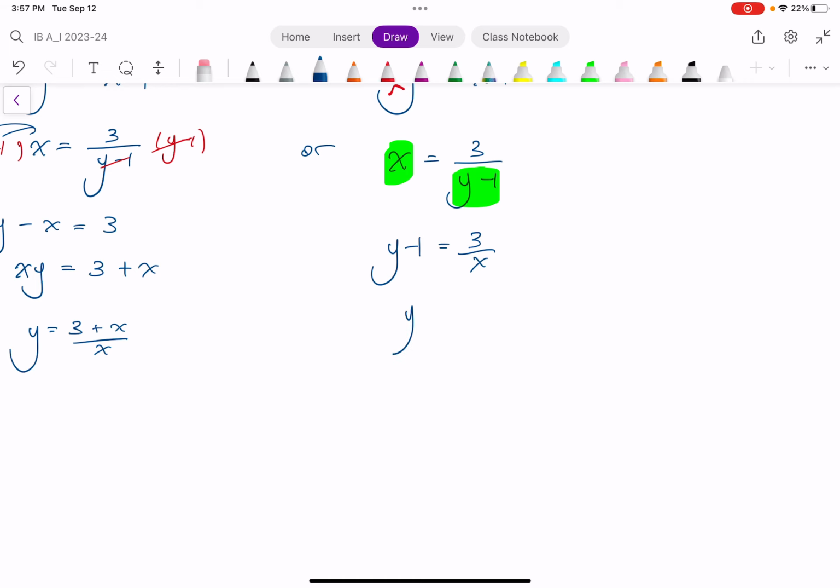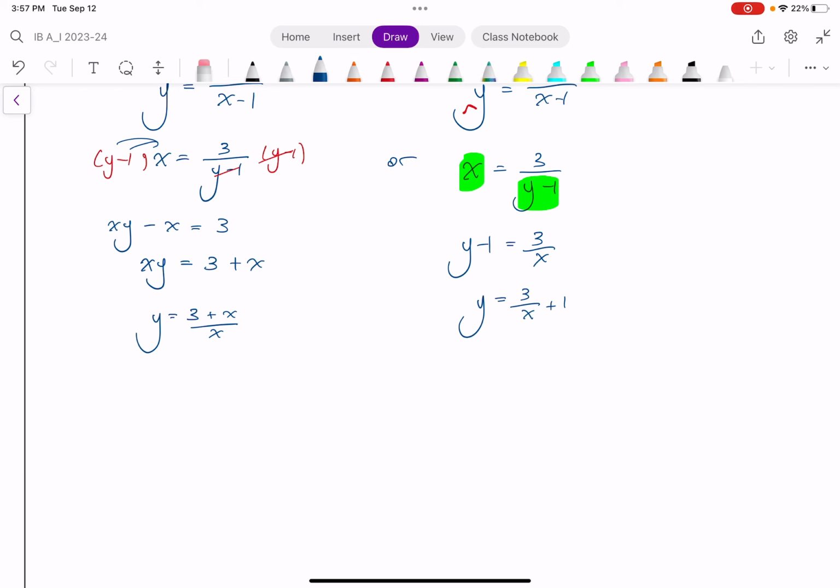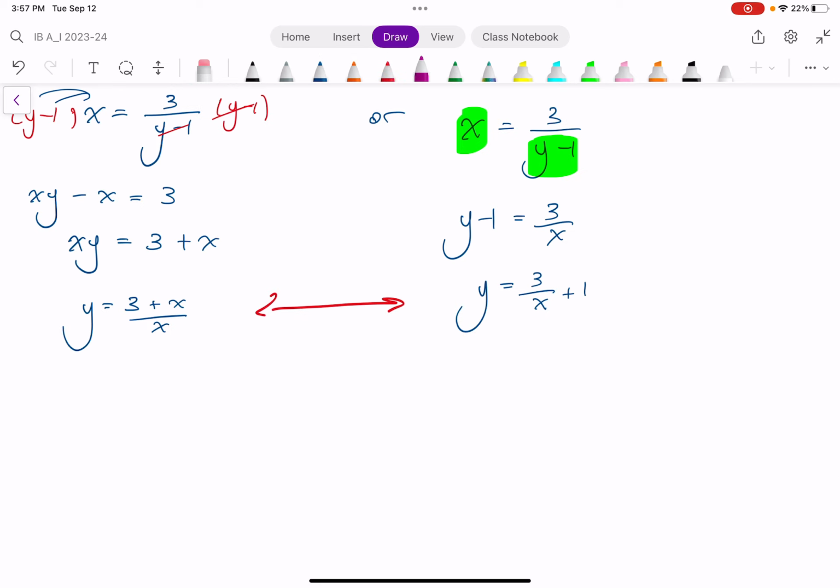Add 1 to both sides. y equals 3 over x plus 1. And keep in mind, these two equations are equivalent. For example, if you look at what I have off to the right, if I find a common denominator and multiply the top and bottom of this by x, you end up with what I have over here. So I'll write both down, but either way, I've now answered this question in two different ways.